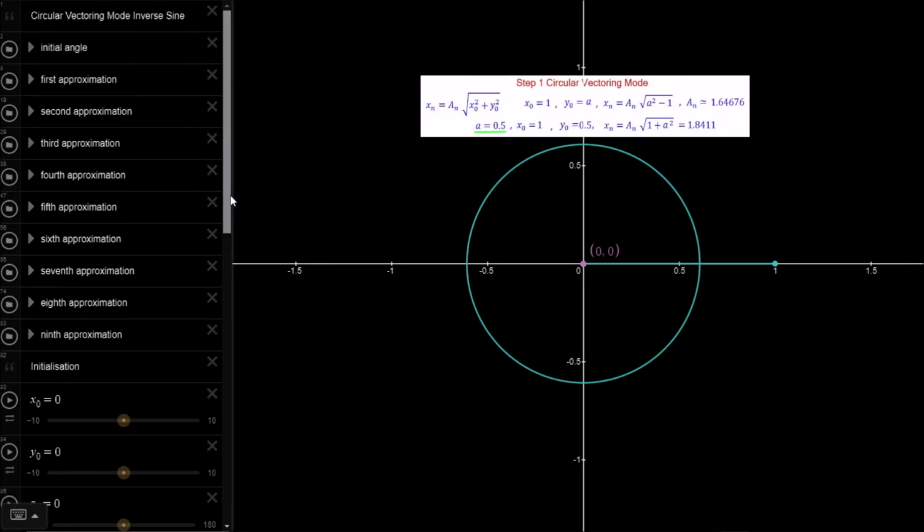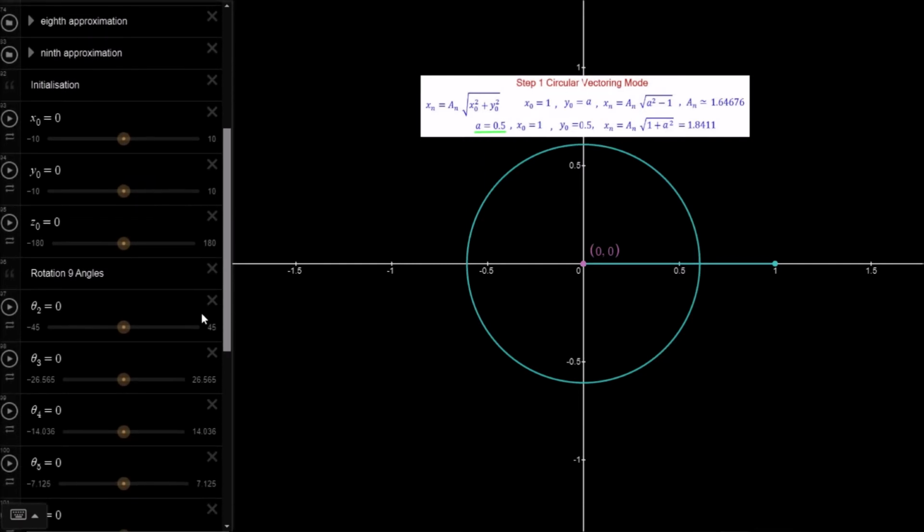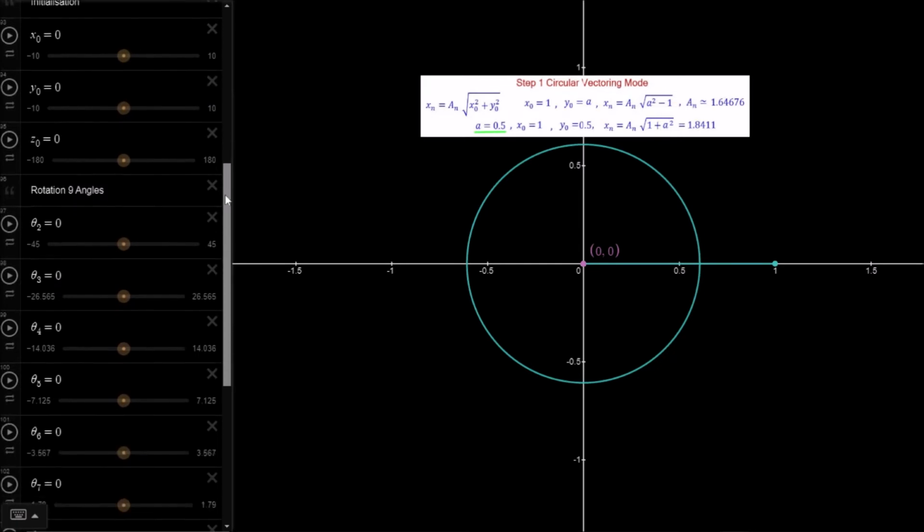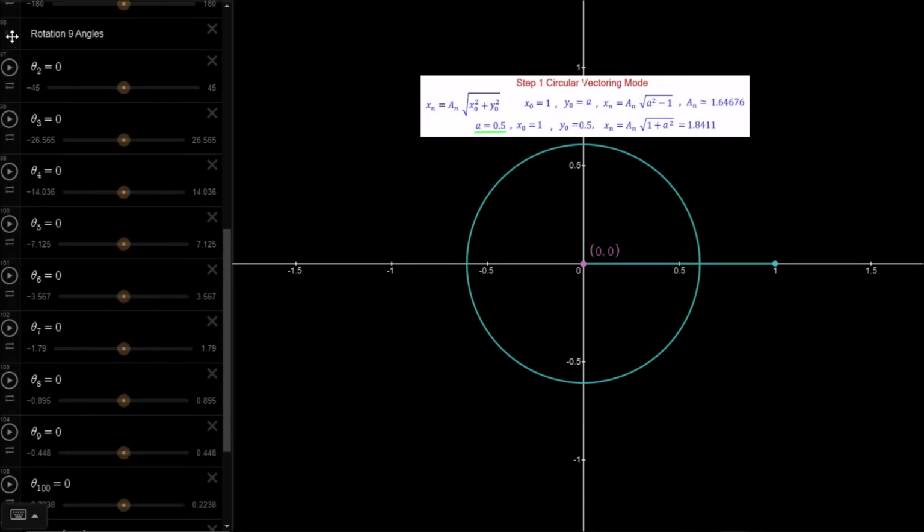Now the next section is the section that we're going to be interested in. The next 2 sections we're going to have the initialization. So you'll see in all of the simulations you're going to have a value for x0, your value for y0, and your value for z0. So we can set those at this point here. Now you're also going to have another 9 values which I've called rotation angles. So we will be adjusting these values ourselves by particular angles. Now the angles are already set here.